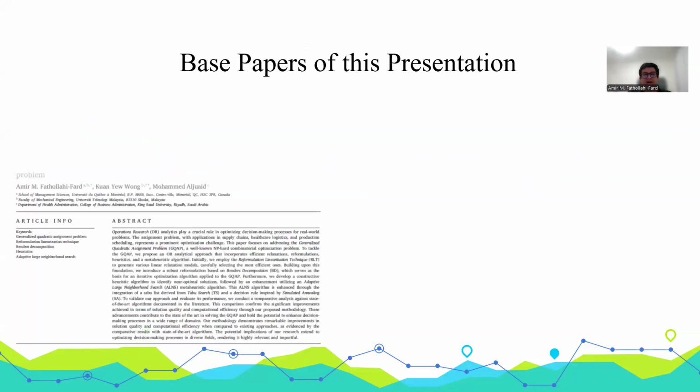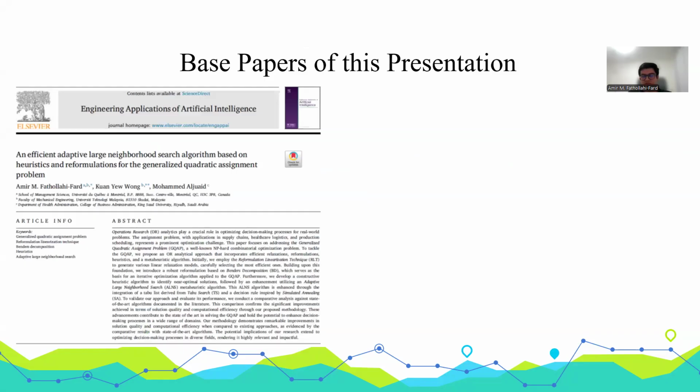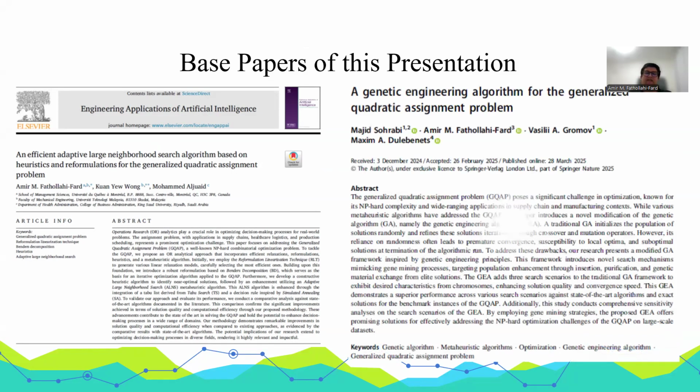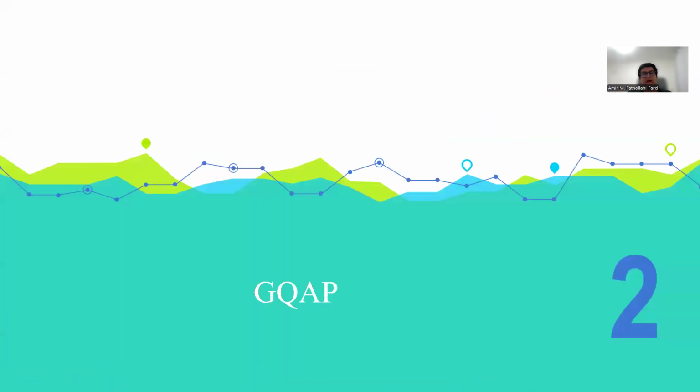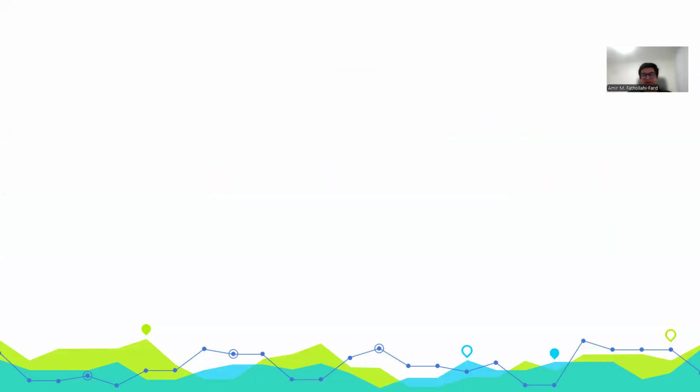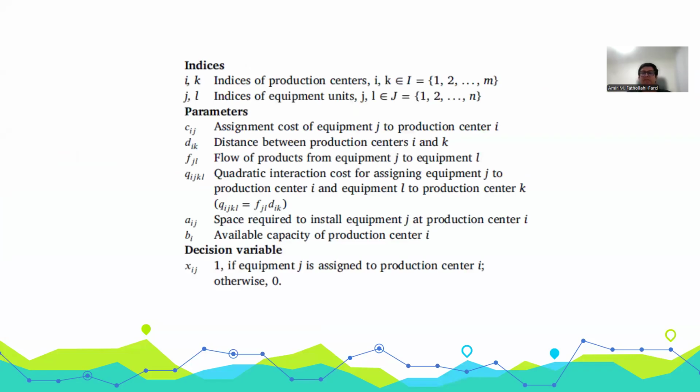The base papers refer to two of my recent papers where my co-authors and I proposed new solutions for solving a generalized quadratic assignment problem. And now the definition of a generalized quadratic assignment problem. This problem can be considered in a manufacturing system or supply chain system, where we want to allocate a set of equipment units or products to a set of production centers or facilities.